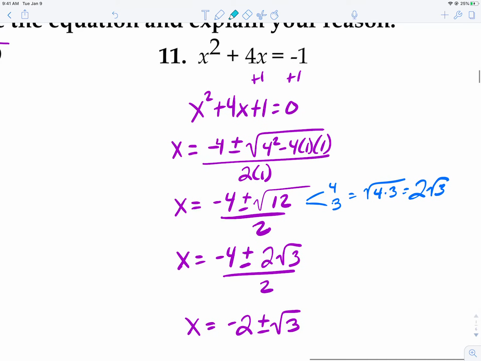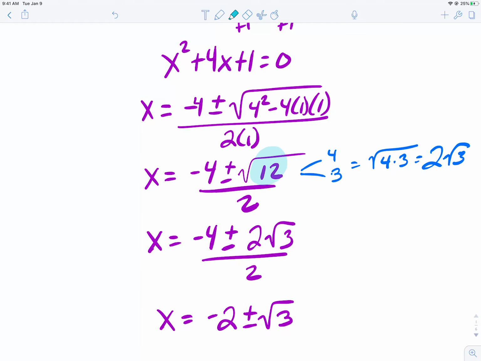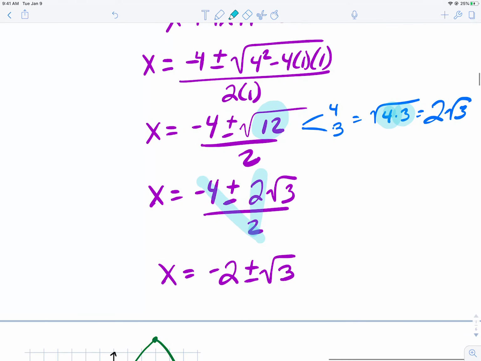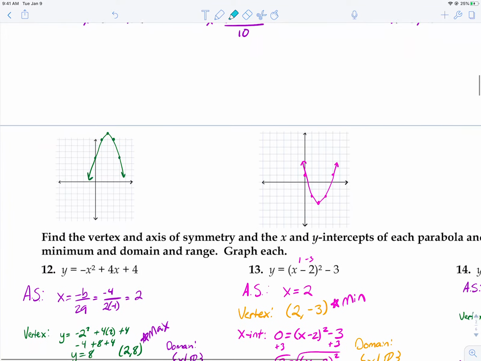And number 11 was, first I had to add 1 to both sides because my equation didn't say equals 0, so I need to make it say equals 0. Then I plugged it into the quadratic formula, negative b plus or minus the square root of b squared minus 4ac all over 2a. And I ended up with this square root of 12, which could actually be reduced. So 12 is 4 times 3, and the square root of 4 is 2. So I end up with negative 4 plus or minus 2 root 3 over 2. And if you divide both of those by 2, you get negative 2 plus or minus the square root of 3, which again you could make as a decimal. Go for it.